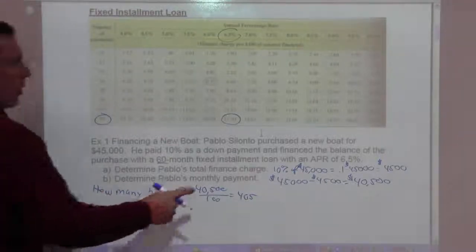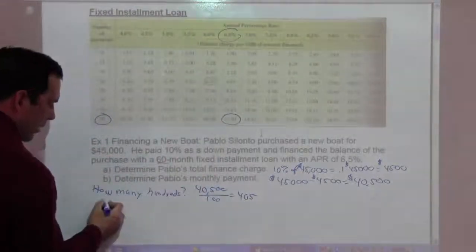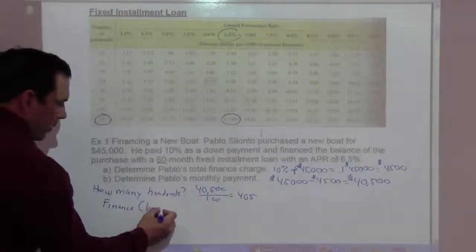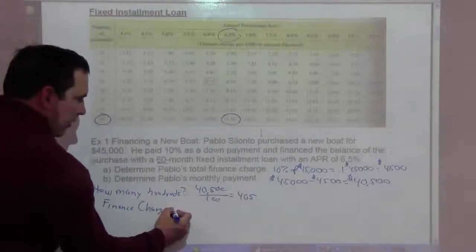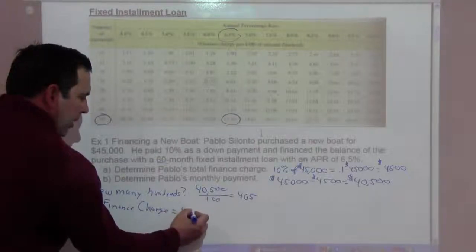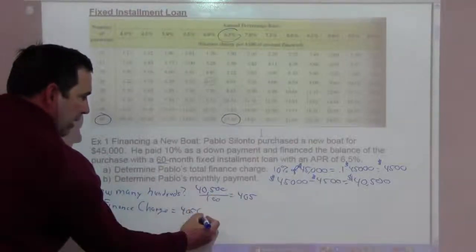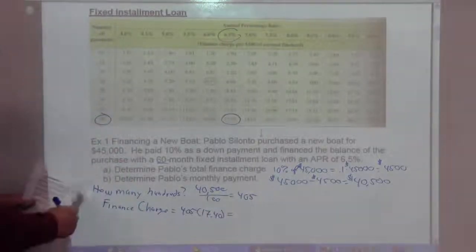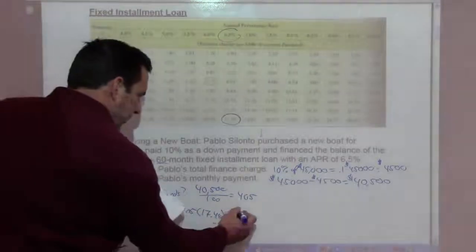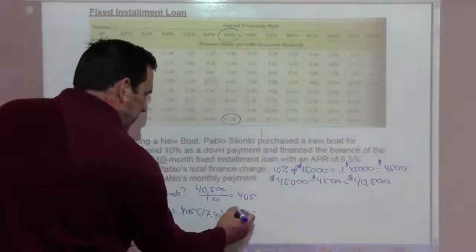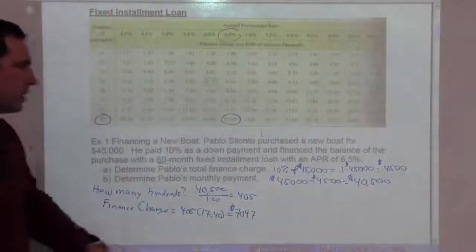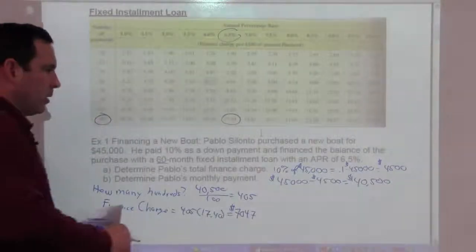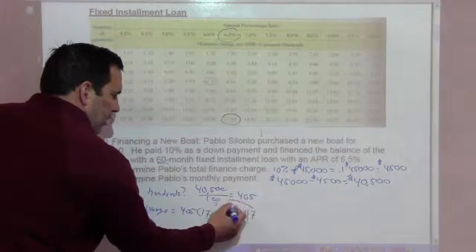So the finance charge is going to be 405 hundreds times 17.40 per hundred to give us $7,047. So this is the amount of interest he's going to pay on this loan. So that's the finance charge.